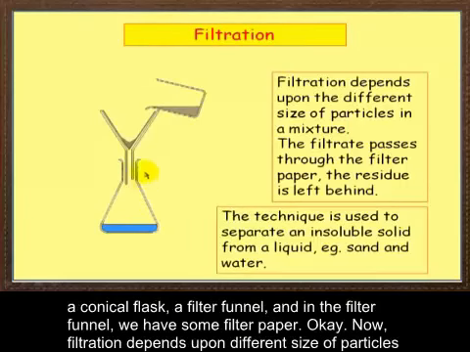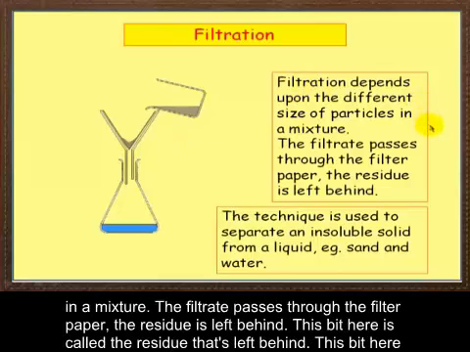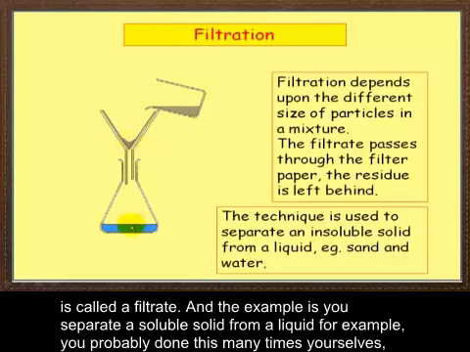Here we've got a conical flask, a filter funnel. In the filter funnel there we've got some filter paper. Okay. Now filtration depends upon different size of particles in a mixture. The filtrate passes through the filter paper, the residue is left behind. This bit here is called the residue, it's left behind. This bit here is called the filtrate.